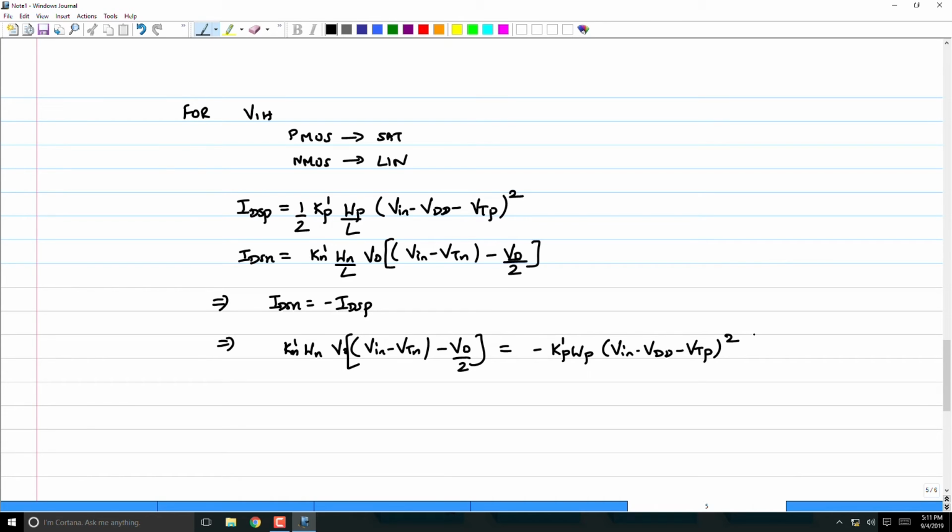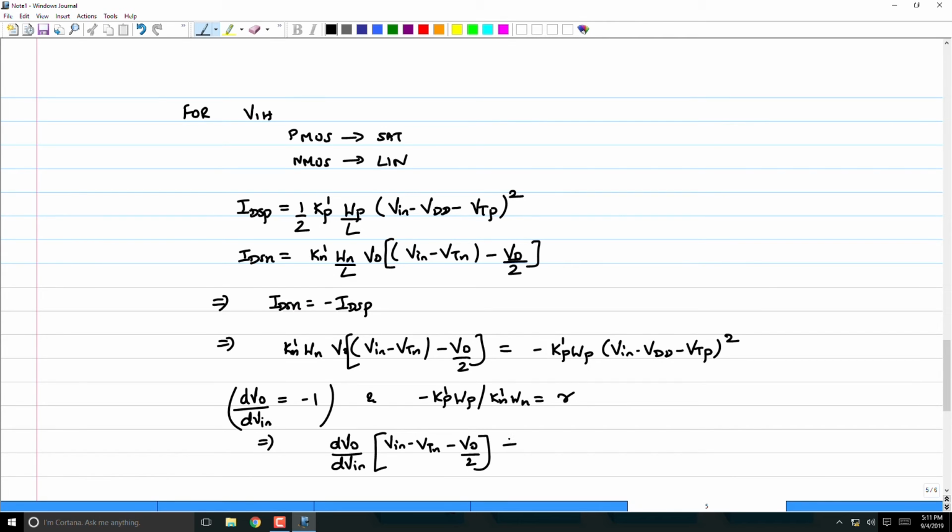Again, differentiate with respect to Vin. dV out by dV in equal to minus 1, right? Use this fact, implies minus KP prime WP by KN prime WN equals R, which implies I can write dV out by dV in into Vin minus VTN minus V naught by 2 plus V naught into 1 minus dV out by dV in half.